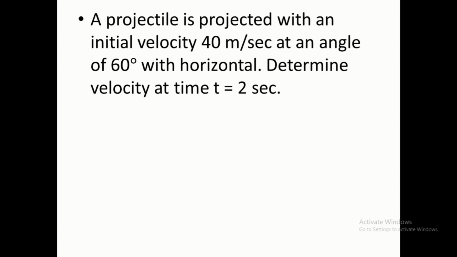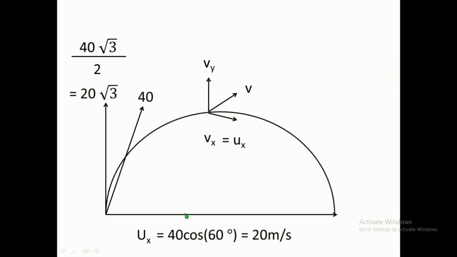Now we will look at one question. A projectile is projected with an initial velocity 40 meter per second at an angle 60 degree with the horizontal. Determine the velocity at time t is equal to 2 seconds. The projectile is being fired with initial velocity u equal to 40 meter per second at an angle 60 degree with the horizontal.